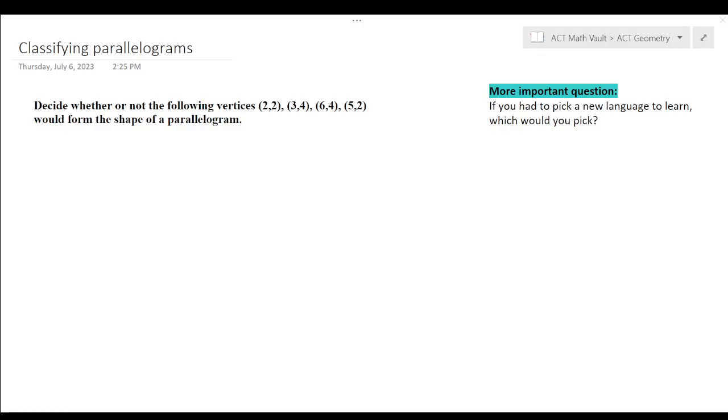Hi everyone, in this video I want to talk about classifying parallelograms, specifically here on a graph. And here's the one problem that we'll do. We're not going to do two since we want to dive into this larger one.